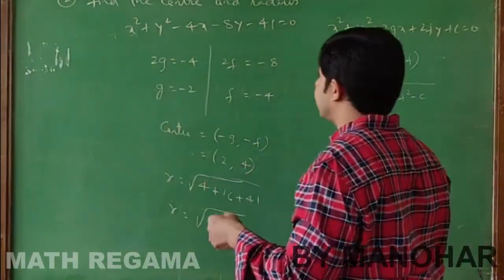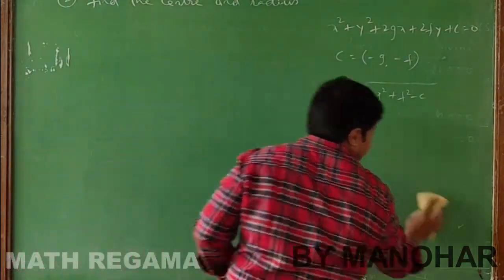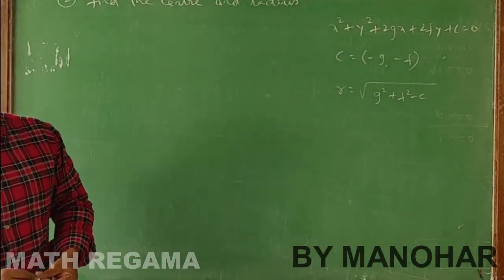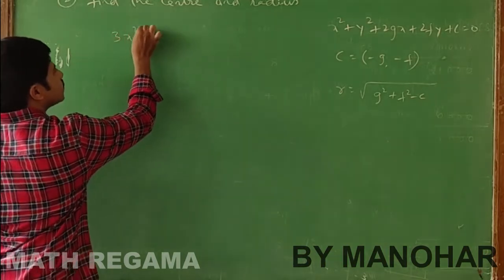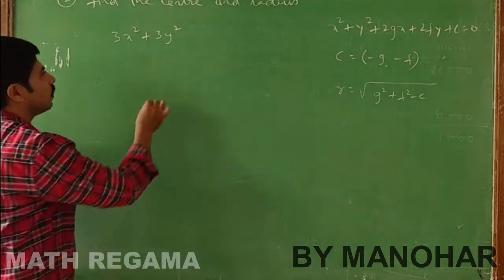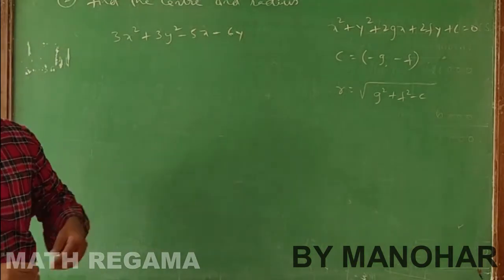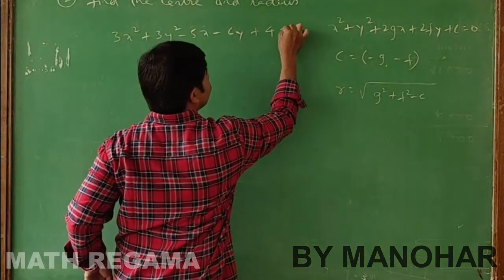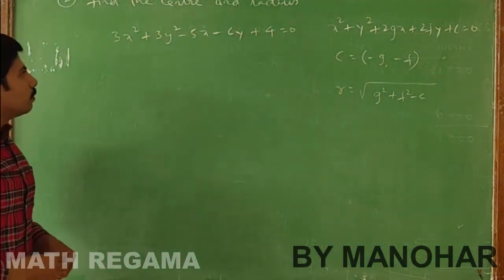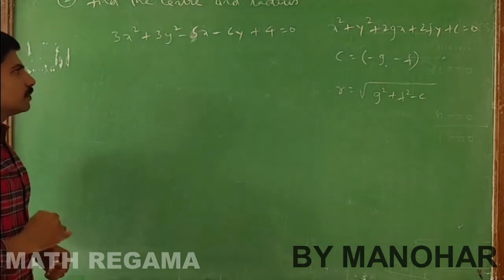So next question. Again it is find center and radius, but only the equation changes. Find the center and radius of the circle. Now the equation is 3x square plus 3y square minus 5x minus 6y plus 4 is equal to 0.